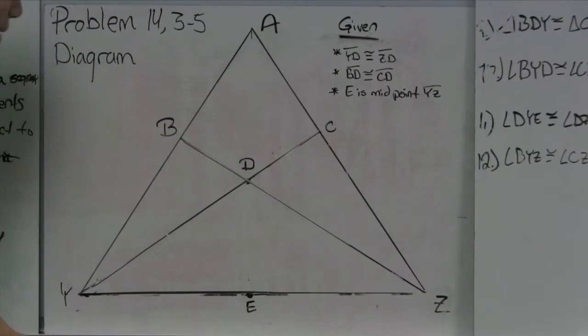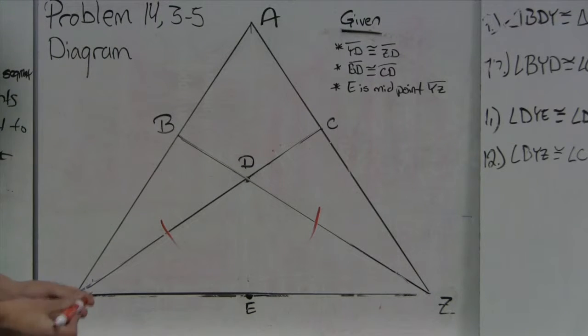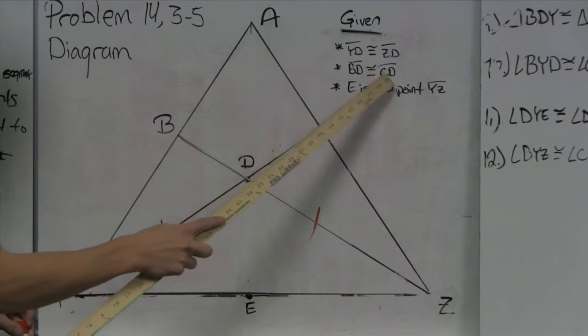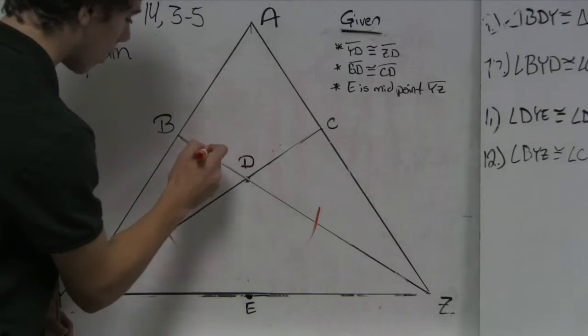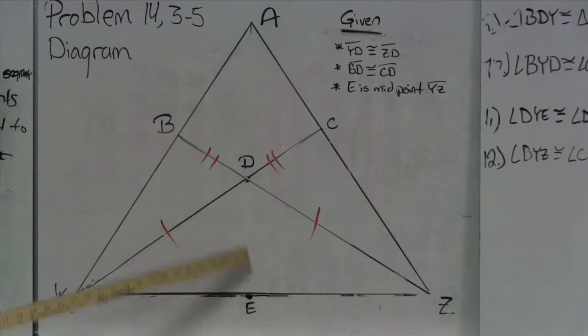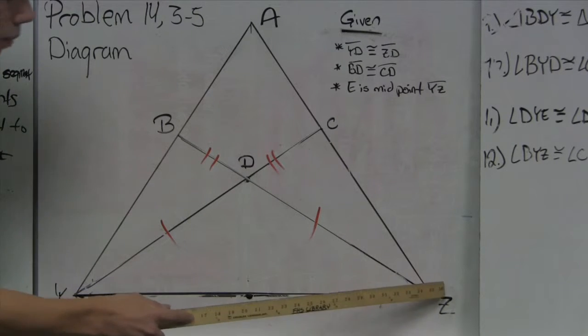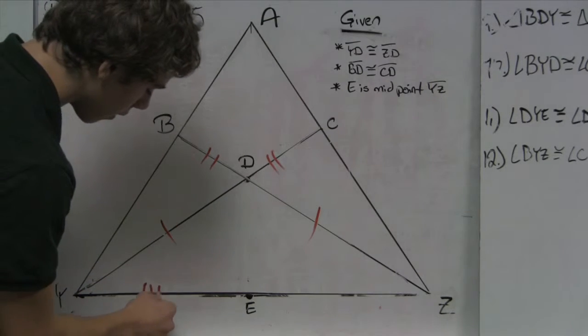So you can mark them with a hash mark, just to say they're equal. And then the second given, BD is equal to CD, so BD is equal to CD. So you can mark them with two hash marks. And finally, E is the midpoint of YZ. So because the midpoint splits a segment in half, two equal halves, you can infer that these three are equal.